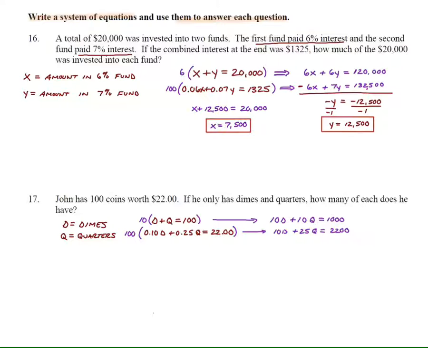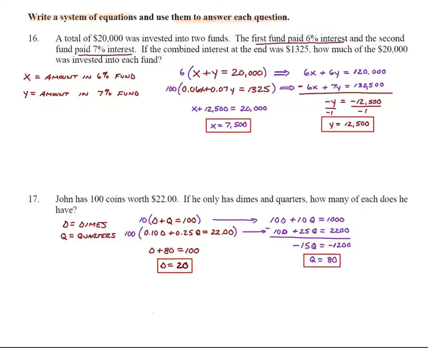But now, to get one of the variables to eliminate, I subtract. So 10 minus 25 is negative 15. Please be careful with your negatives. And 1,000 minus 2,200 is negative 1,200. So if I divide both sides by negative 15, I should get 80 for the number of quarters. So if I have 80 quarters and 100 total coins, you might be able to just go directly to the number of dimes, which is 20.